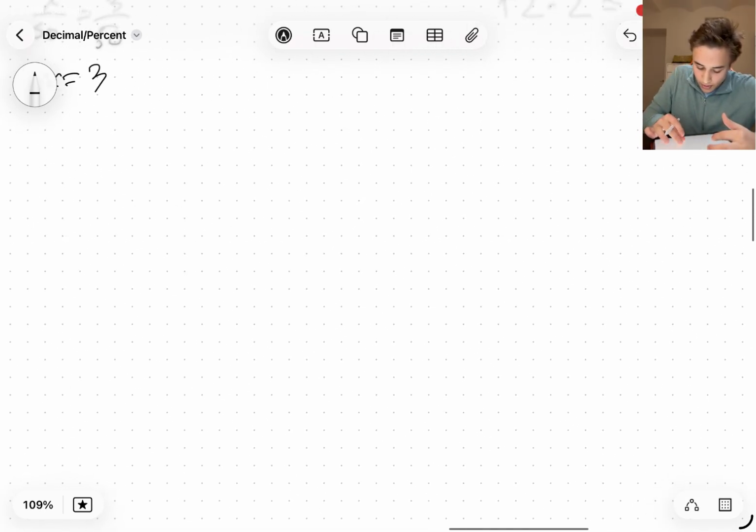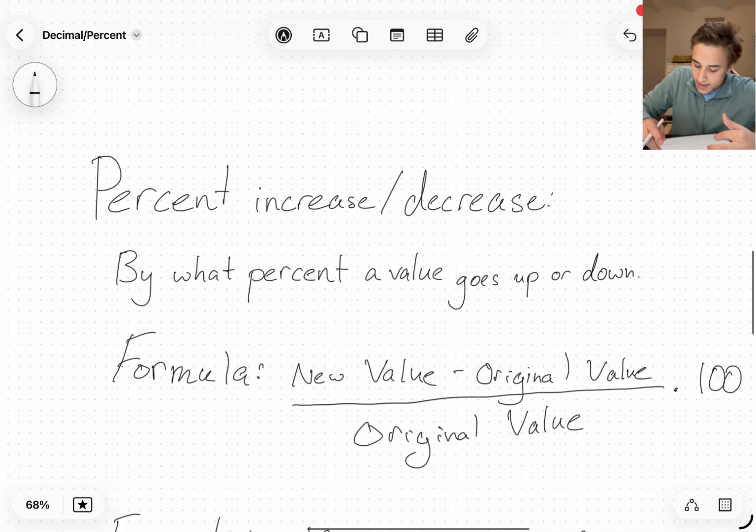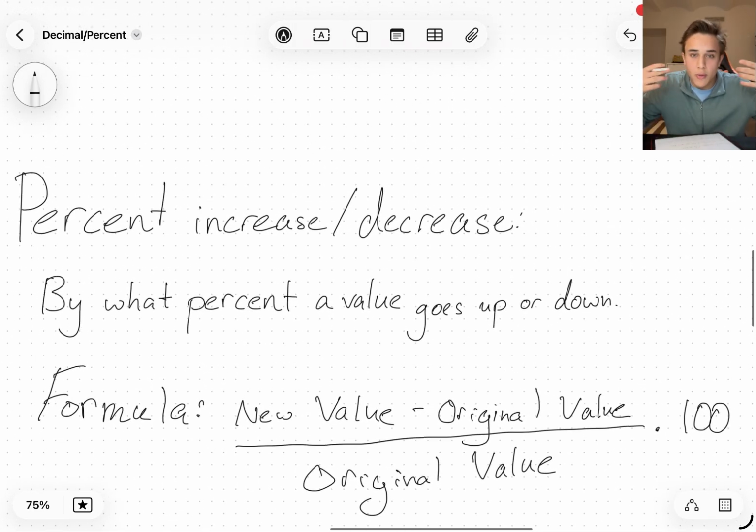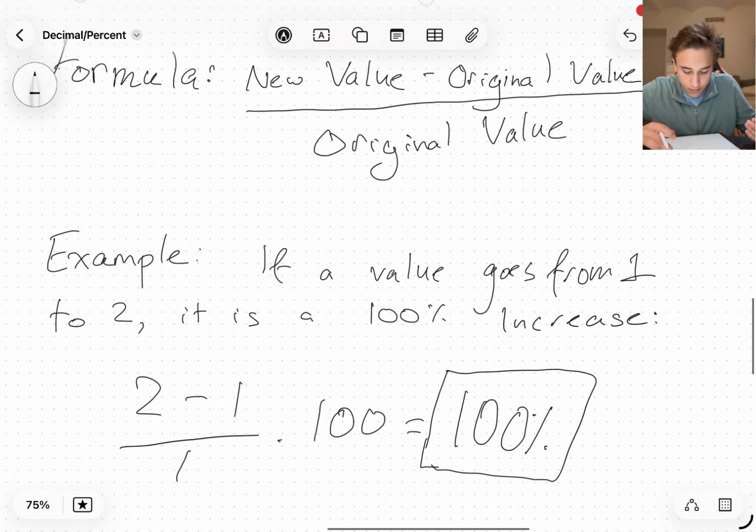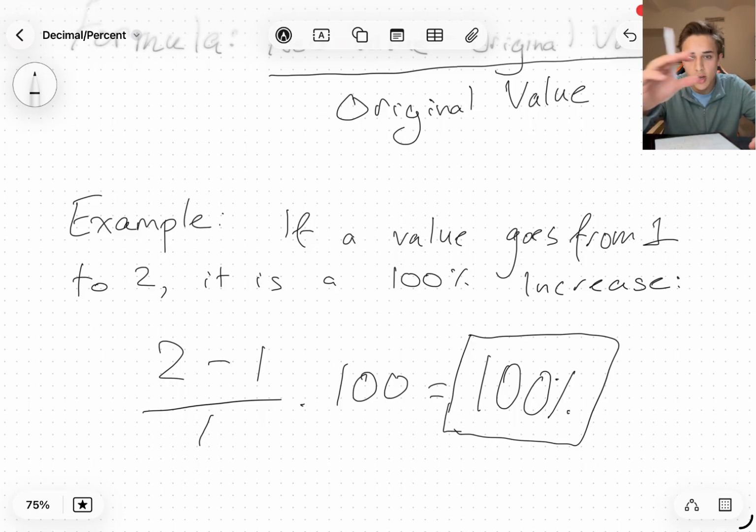There's one more important thing about percentages to know, and that's percent increase or decrease. Basically they give you two values, and you want to see what the percent increase from the first to the next is. There's a general formula for that. The formula would be the new value minus the original value, divided all by the original value, times 100. So for example, if you have a value 1 and then it becomes 2, that's a percent increase of 100, because 2 minus 1 over 1 times 100 is 100%.